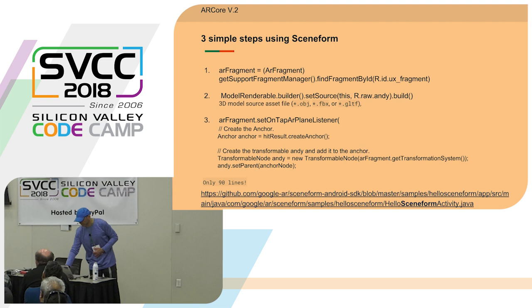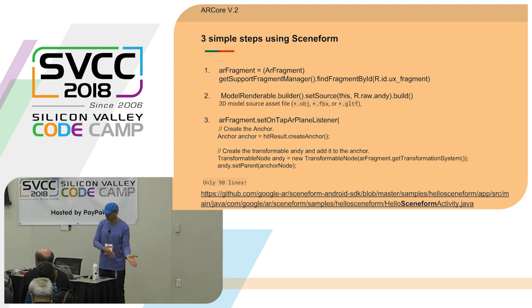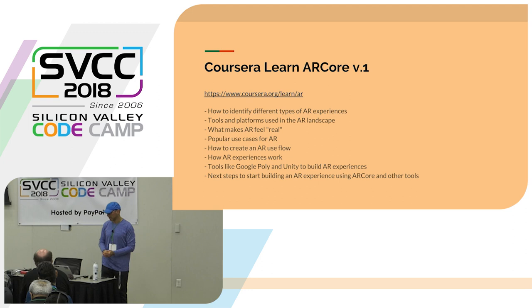So super easy, you just, in the XML, make a fragment. Then you go to Poly and you get a Wavefront OBJ, and you put that into Android Studio, and then on that fragment, you just do a set on tap AR plane listener, and when someone taps on it, your model shows up. Literally, it's like a couple lines of code, and if you go to Google I/O 2018, there's a session called Build Model Repeat. It's an AR session, and the guy in, I think, like 5 minutes writes an entire AR app. So that is definitely something you should check out if you're interested to see that.